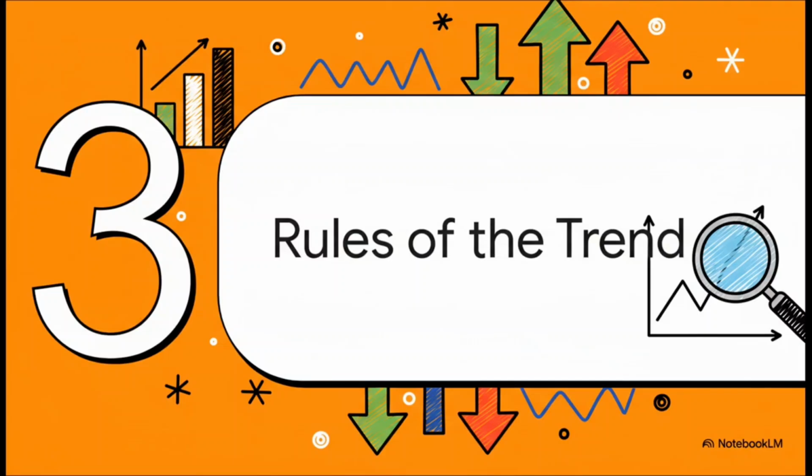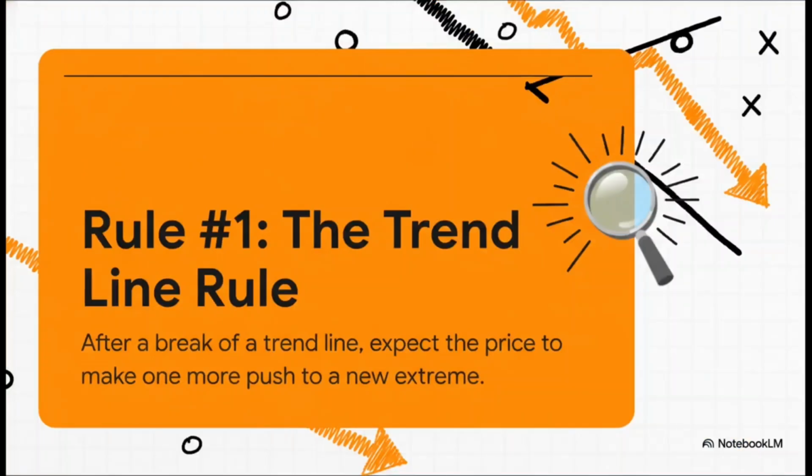All right, with that in mind, let's move on to our first set of rules, and these are all about understanding the market's direction, or what we call its trend. Now, this first rule is so important, because it goes against a very common gut reaction, especially for beginners. When you see a trend line break, your first thought is probably, that's it, the trend is over. But that's usually not the case, at least not yet.